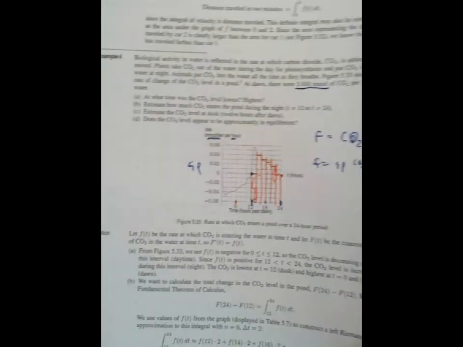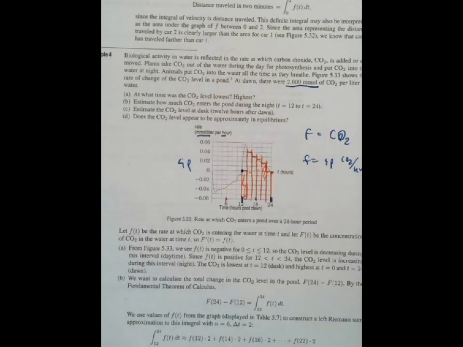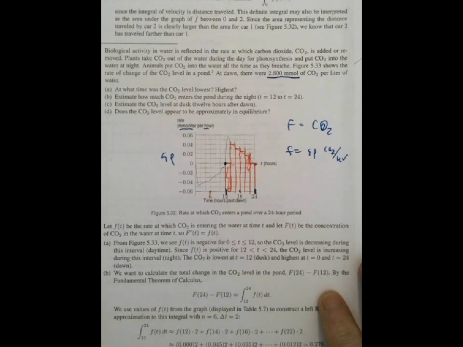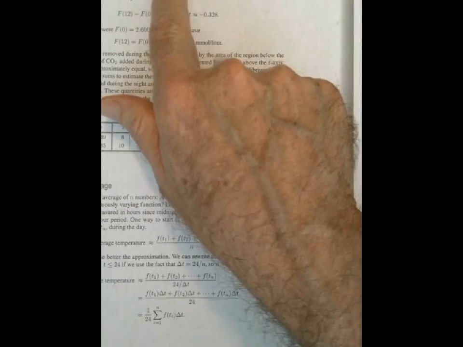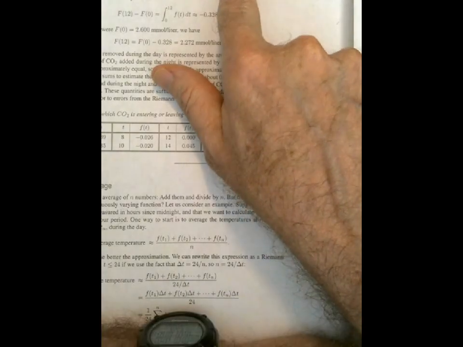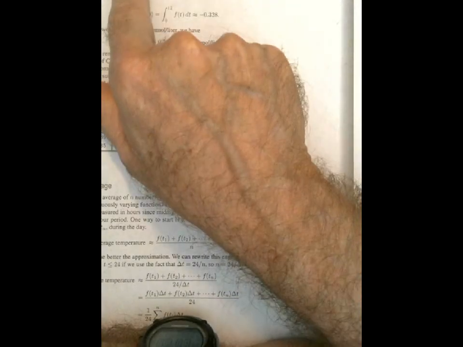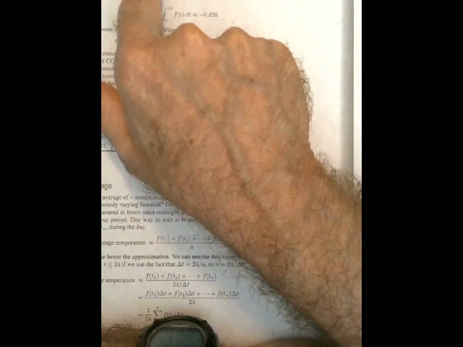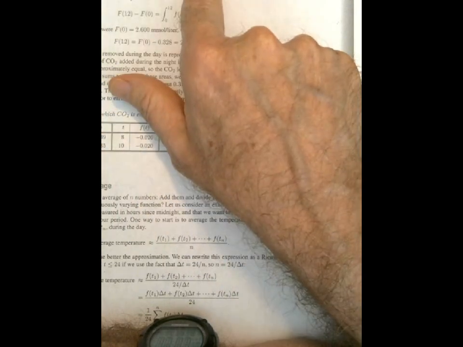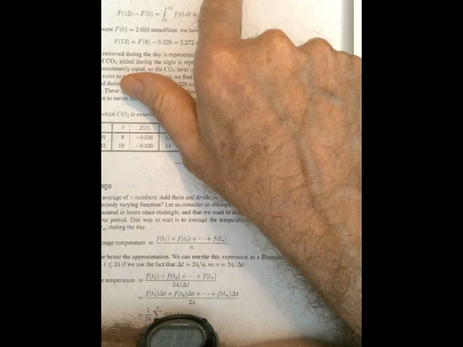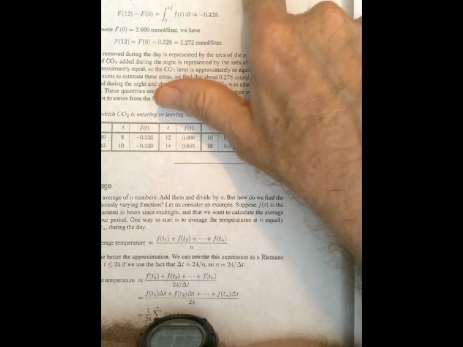So we used a Riemann sum using the left sum method that we've done in quite a number of our different problems before, okay? So here, the rate of change of CO2 between 12 and 24, the change in CO2 level given by this definite integral here, is about 0.278 millimoles. Now that's millimoles per liter.